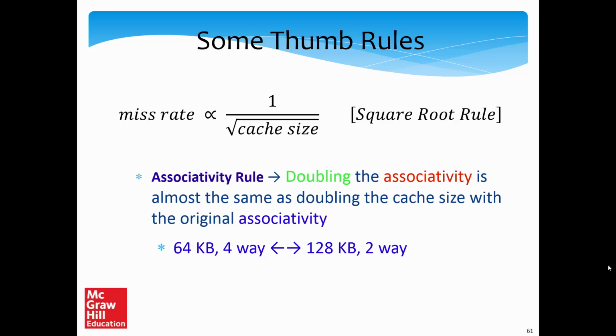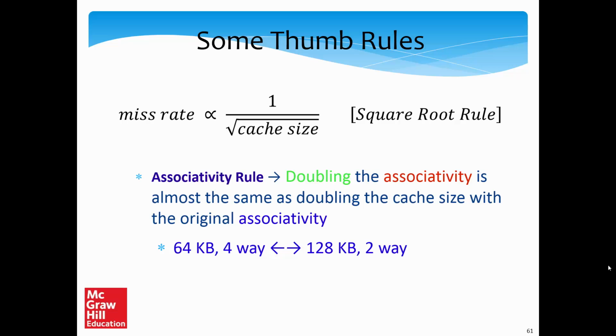So let's now discuss some thumb rules. What is a thumb rule? Well, a thumb rule is something that people have observed. A thumb rule is something that people use, but it does not have a theoretical proof. It is just something that has come from observation.